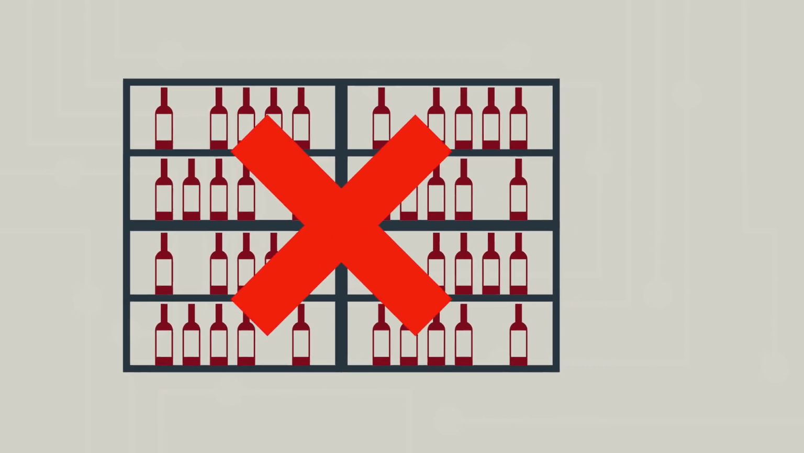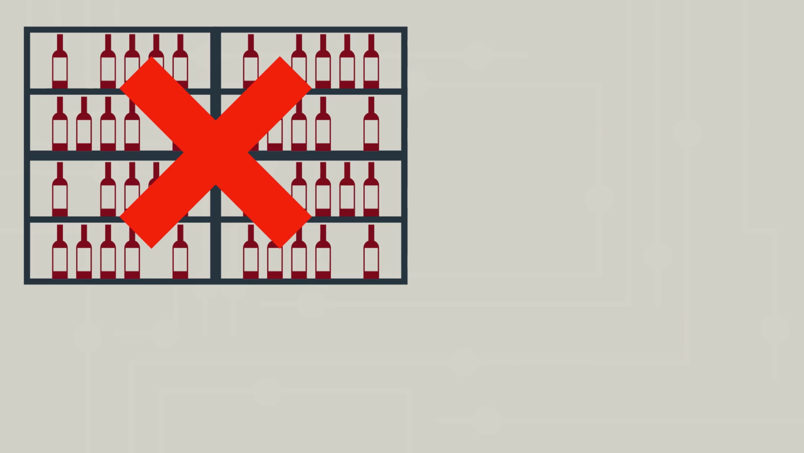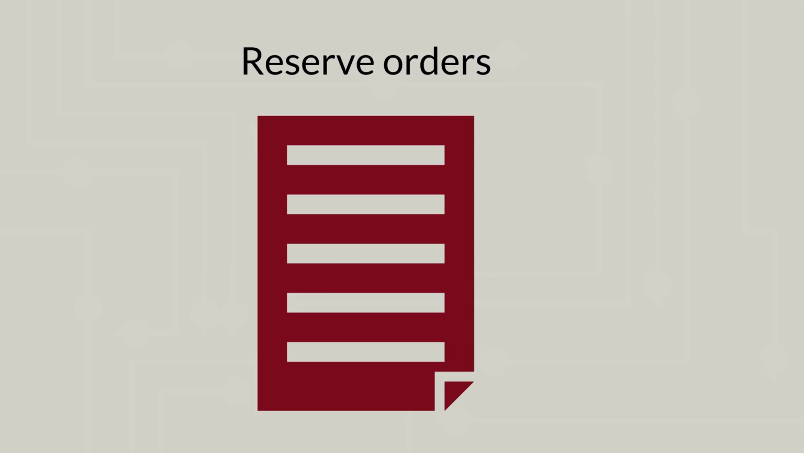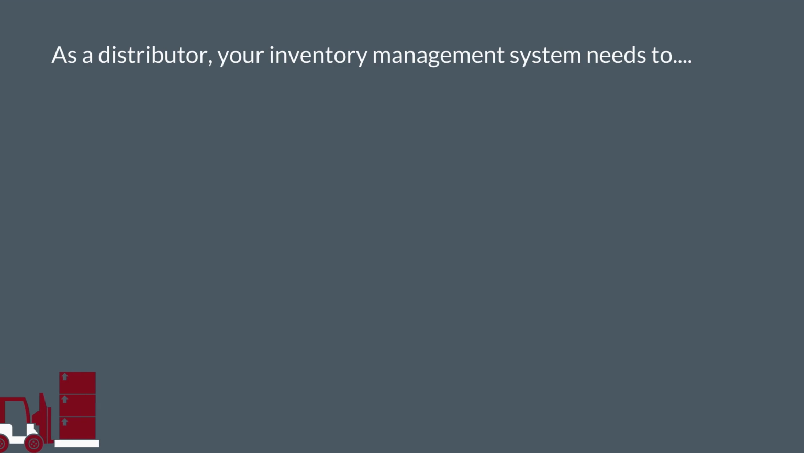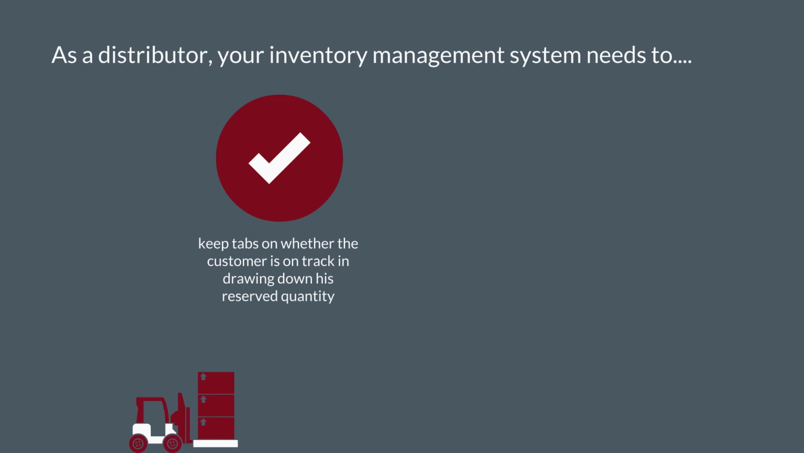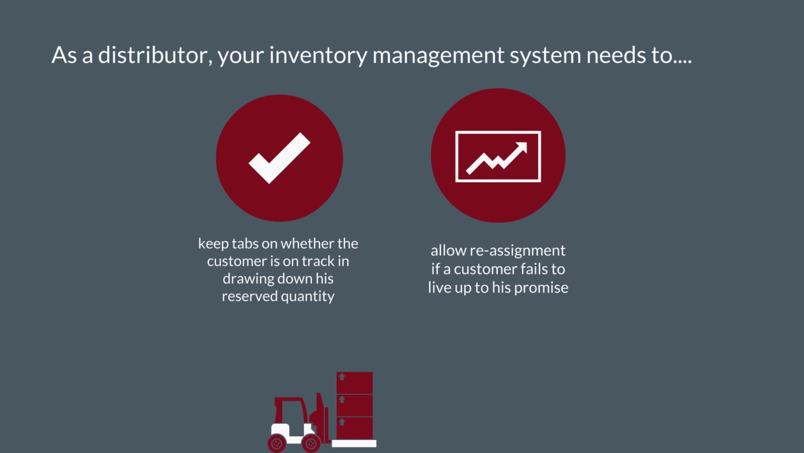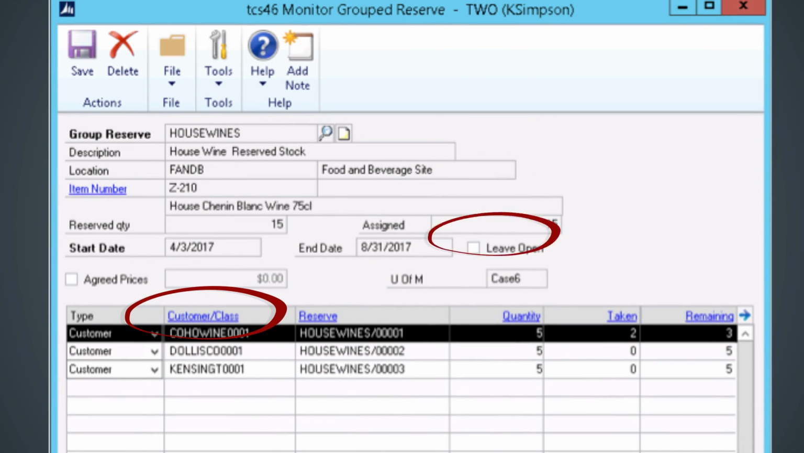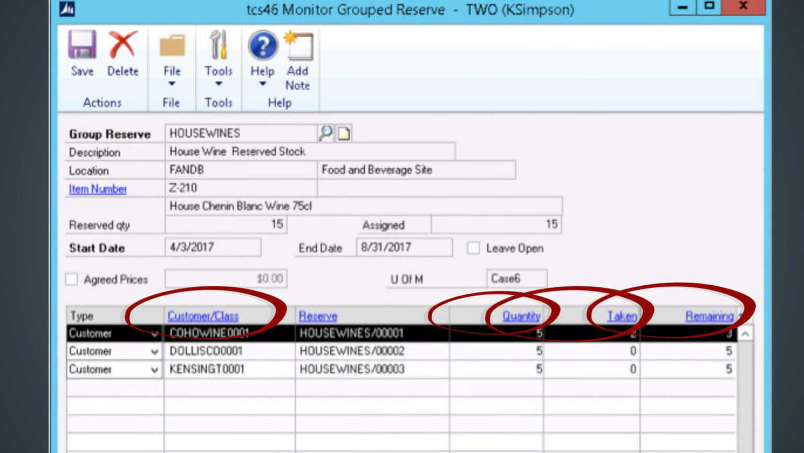For some wines, availability from the supplier is restricted, which means the wine distributor will need to ration or reserve supply among customers. Some customers will ask the distributor to reserve a set quantity, which the customers will then draw down over time with firm orders. As a distributor, your inventory management system needs to keep tabs on whether the customer is on track in drawing down his reserved quantity, allow reassignment if the customer is failing to live up to his promise, and you can redistribute the reserved quantities to other customers with a more reliable demand. This screen shows which customers have reserves, how much they've taken, and how much is outstanding.